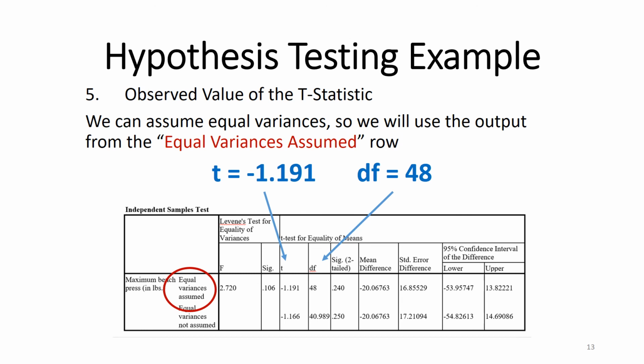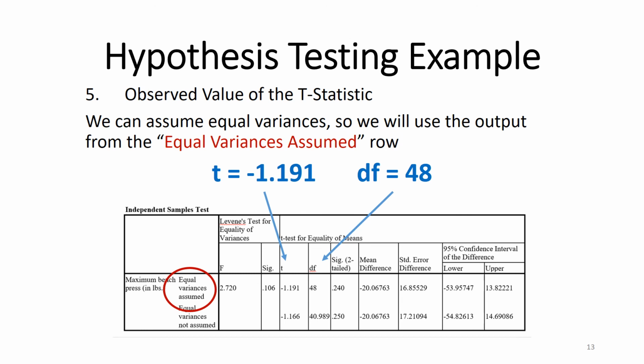So you'll notice that the degrees of freedom, whether you remember the formula or not, doesn't really matter because, once again, SPSS gives it to you. It says the degrees of freedom for the equal variances assumed is 48. All right, so we just need to know that. The way we would say this is the value of our observed test statistic, the t, is negative 1.191, and the associated degrees of freedom is 48. So we have those two pieces of information for step 5.